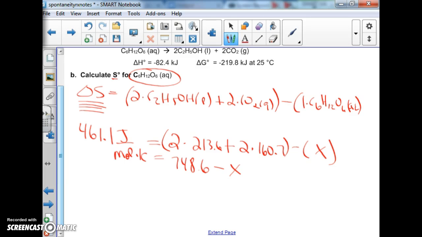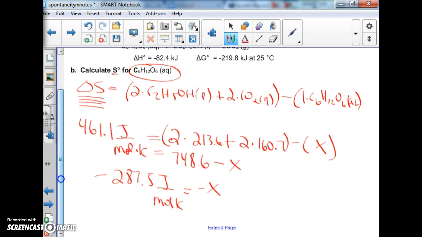That means we're going to subtract 748.6 from both sides. So I get negative 287.5 joules per mole Kelvin equal negative x. Now I have to still solve for x, not negative x, so divide both sides by negative 1. So then x equals 287.5 joules per mole Kelvin.